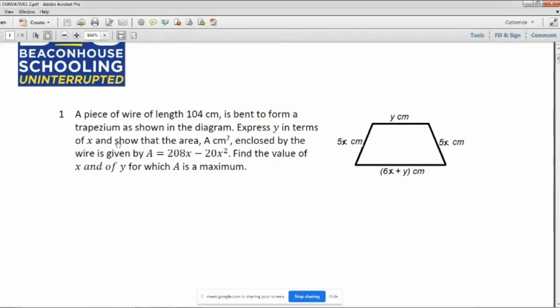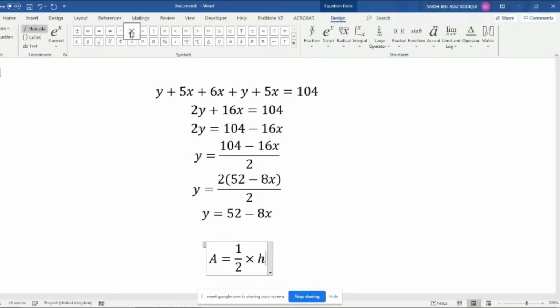And show that the area A is written in this way. Okay, generally if I were to write the area of the trapezium, what is the area of the trapezium? Yes, class? 1/2 base into sum of parallel sides. Not base, Abdullah. 1/2 into height plus sum of parallel sides.